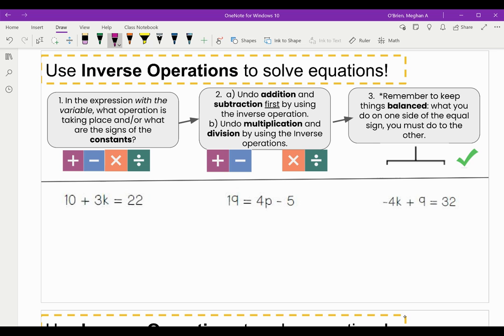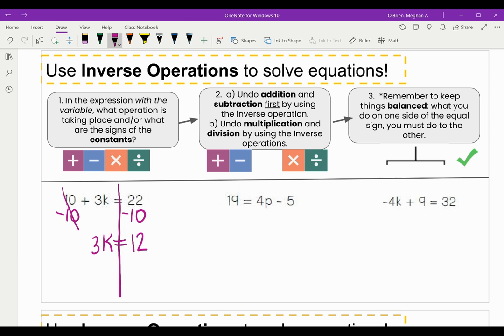For my first problem, I'm going to draw my divider at the equal sign. Again, I'm just separating the left side and right side. Step 1 tells me to focus on the constant first. So there's the 10, the 10 weight. I want to get rid of the 10 weight. If I do that over there, I have to do it over here. Then I'm left with 3 groups of K equaling how many pounds, or how many weights, over here? Well, 22 take away 10 is 12.